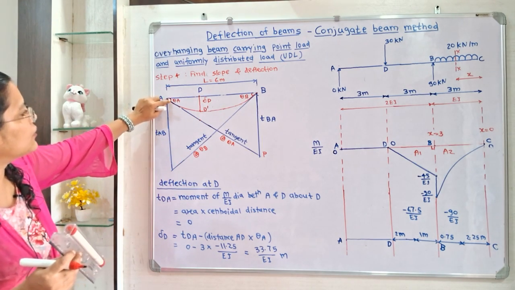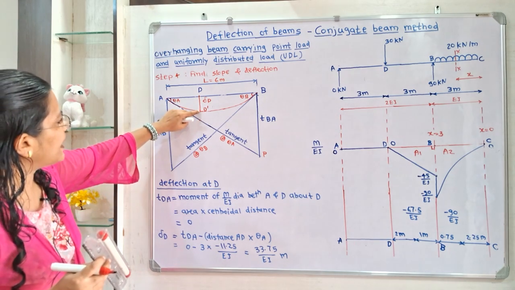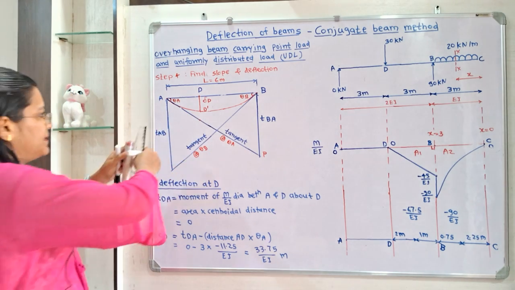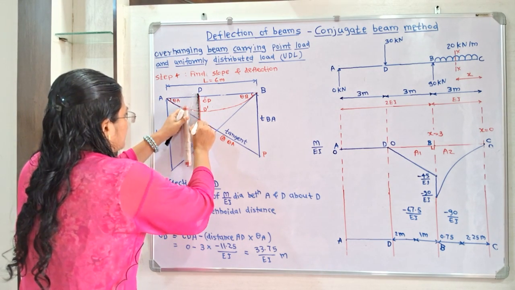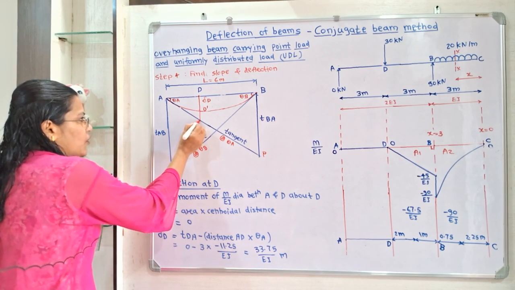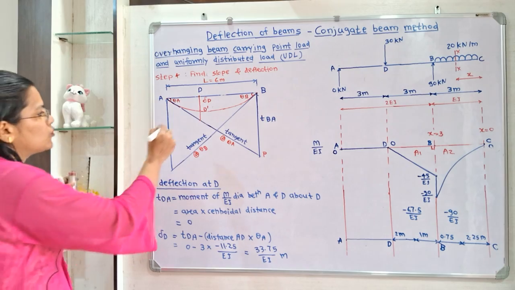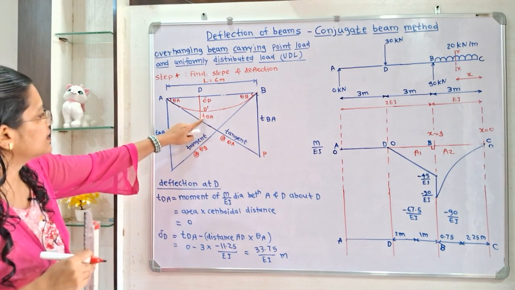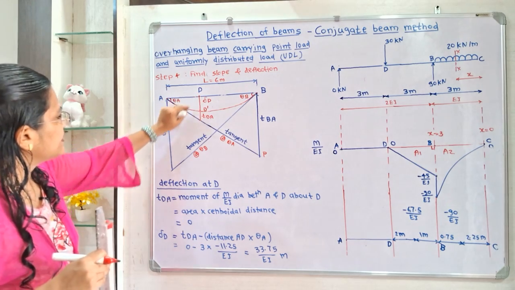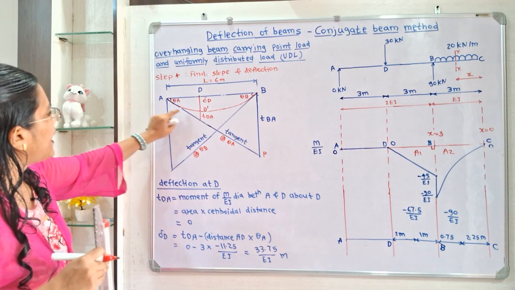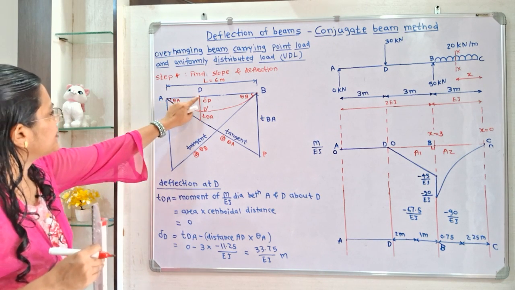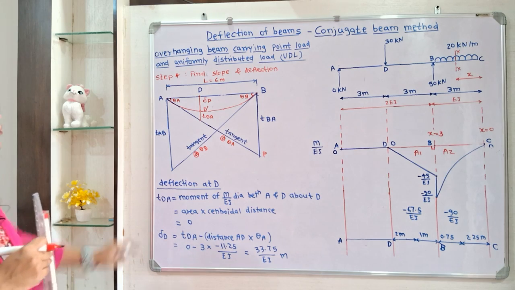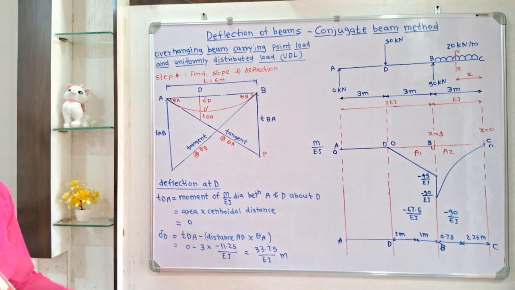Now this theta A value is known. Now from this point D dash, if I draw one perpendicular line on this tangent at theta A, then the distance from this point of intersection up to D dash is known as TDA. So this is the TDA, and this delta D is equal to this TDA minus theta A multiplied by the distance AD. Now the distance AD is known from the diagram, it is 3 meter. So first we will calculate this TDA.